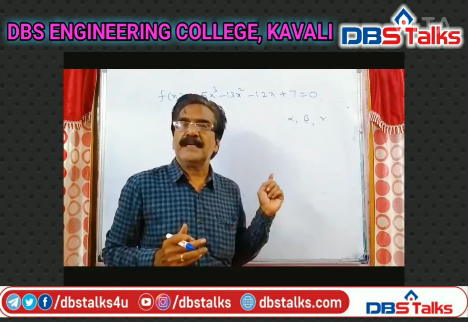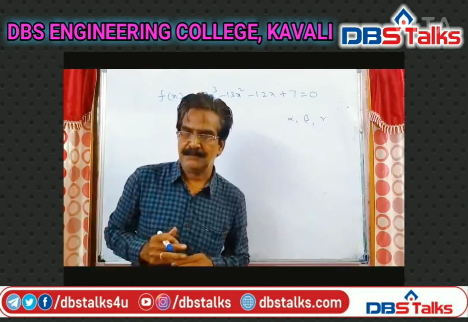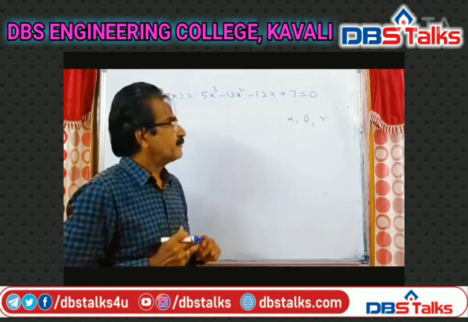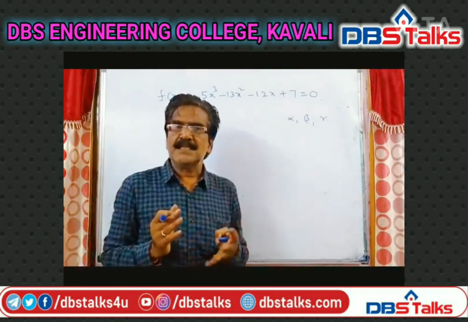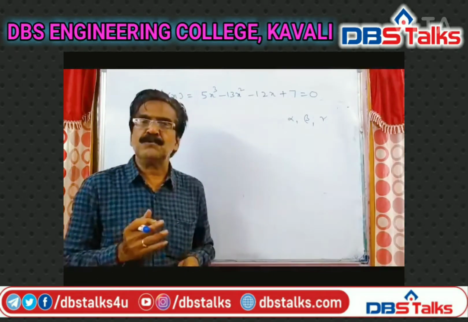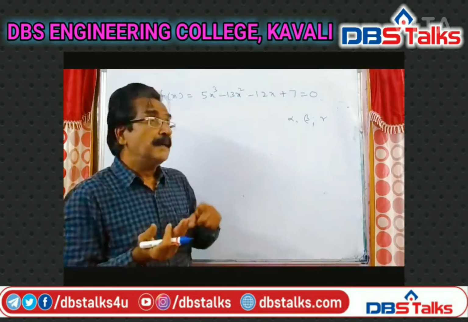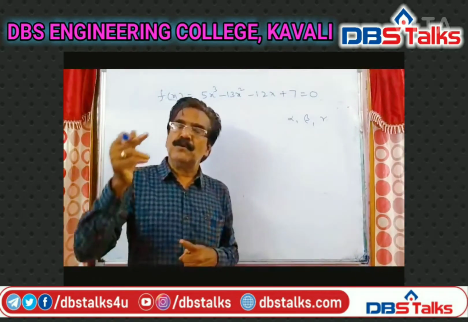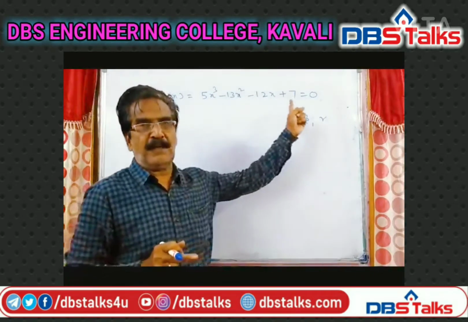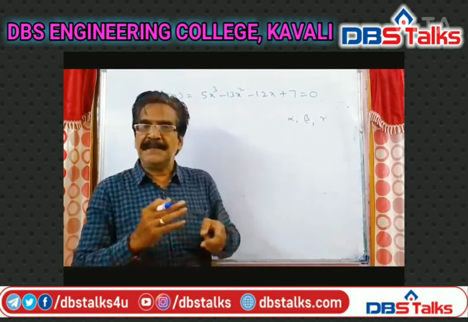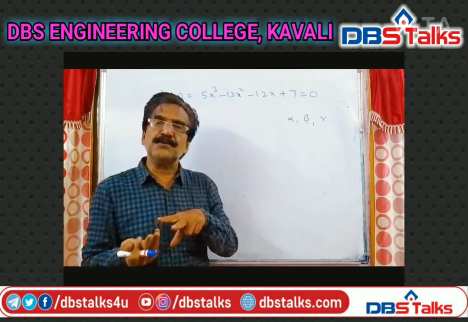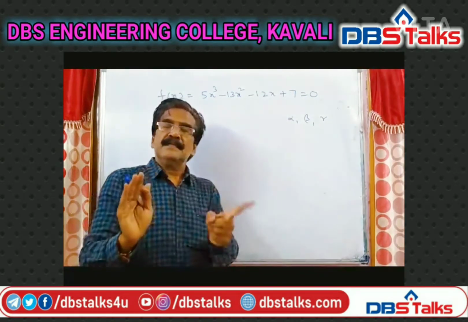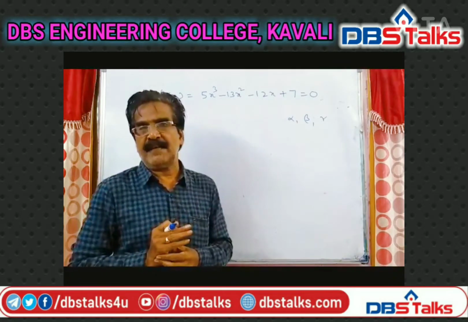Friends, you can solve this problem in two ways. The first way is, since we want the polynomial whose roots are diminished by 2, we substitute x is equal to x plus 2 in the given polynomial. Diminished by 2 means we have to substitute x is equal to x plus 2 in the given polynomial, so that you will get the required polynomial.